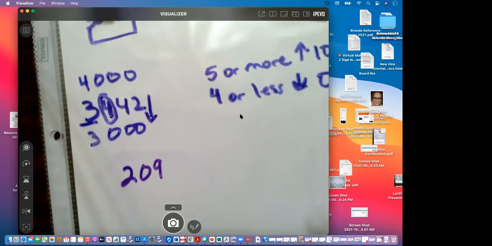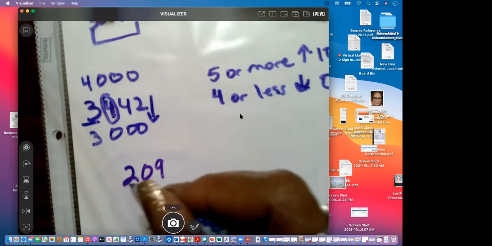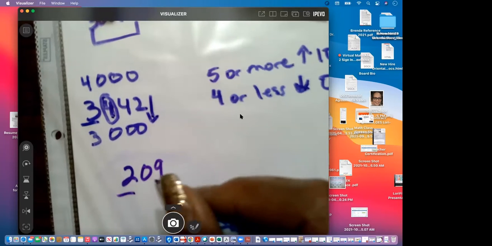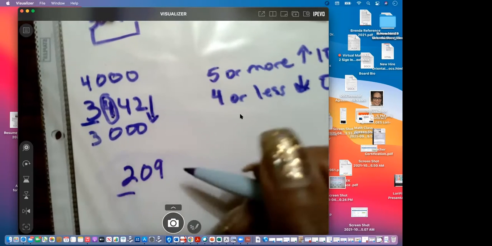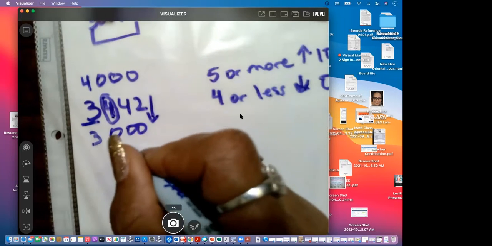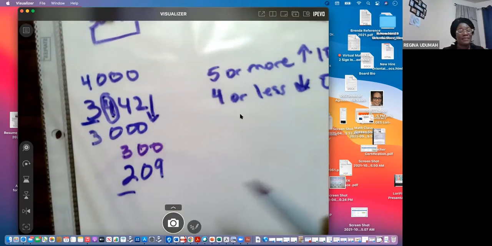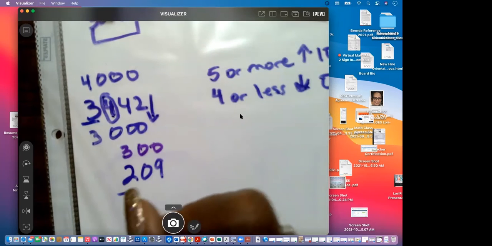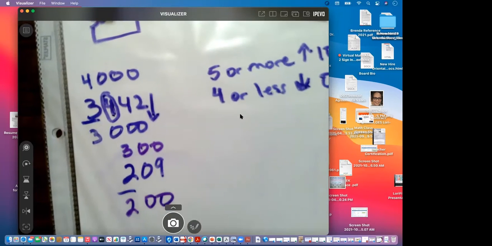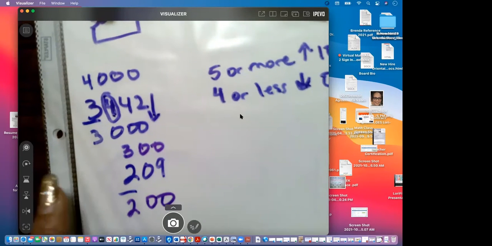If I gave you 209 and we're rounding to the nearest 100, what is 200 plus 100? 300. And what's 300 minus 100? 200. So this is your range. Your answer is going to be either 200 or 300.